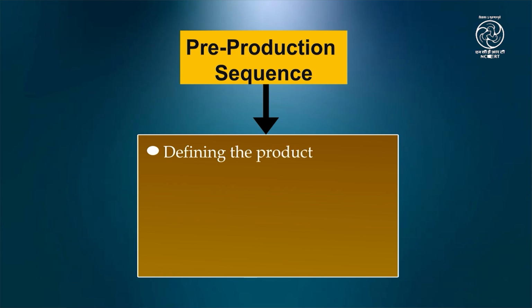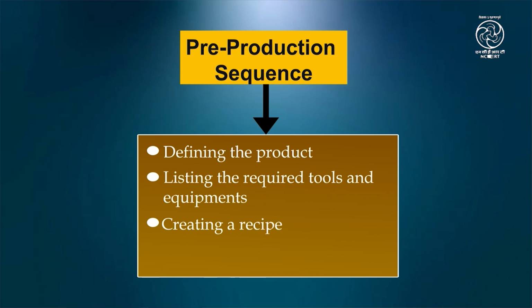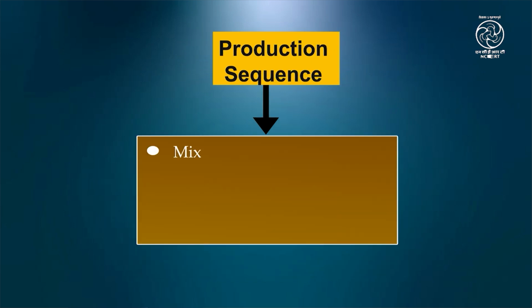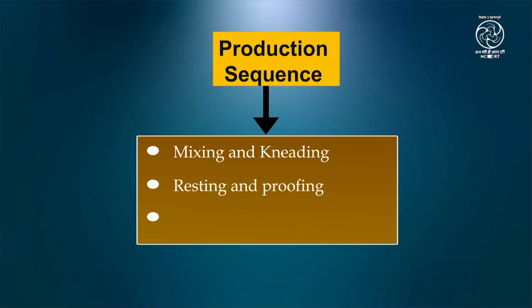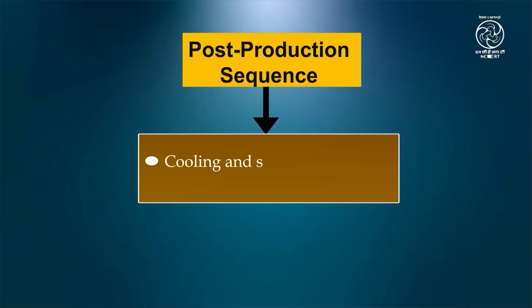Pre-production sequence involves defining the product, listing the required tools and equipment, creating a recipe sheet, organizing the workspace. Production sequence involves mixing and kneading, resting and proofing, and baking. Post-production sequence involves cooling and storing.